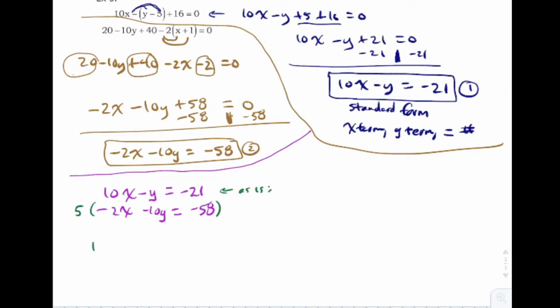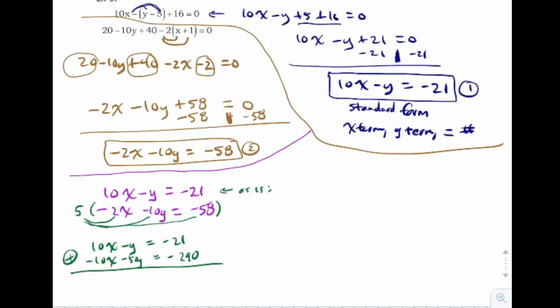We've got 10x minus y equals negative 21, as is. 5 times this is a negative 10x. 5 times this is a negative 50y. 5 times this is a negative, I want to say 290. 250 plus 40, 290. Now I can add my equations together, and the x terms go away, because one's plus and one's minus. Plus 10x minus 10x, poof, they're gone. Minus y minus 50y, well, that's going to be a minus 51y. And then over here, a minus 21 with a minus 291, that's going to be a minus 311.